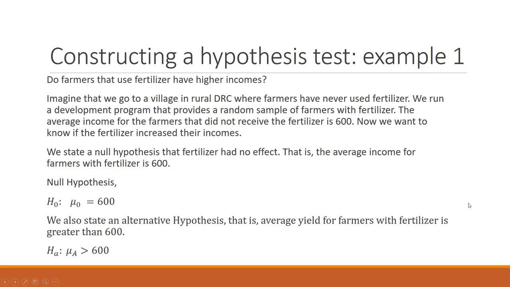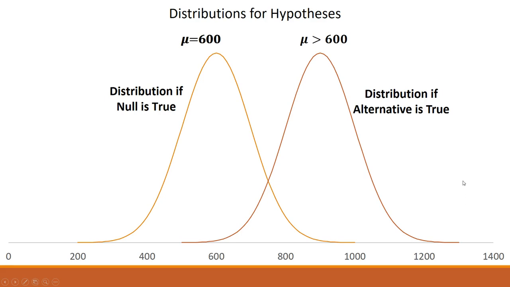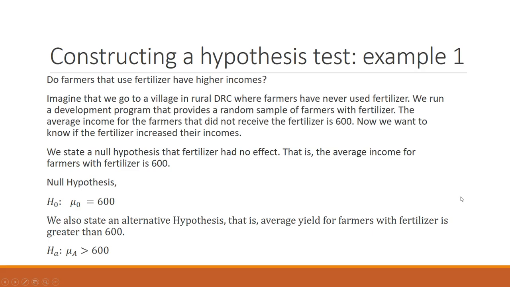Okay, so that's to make it more tangible. But now let's make sure we get the intuition clear. Basically what we have here is that we're collecting data among all the farmers that use fertilizer, and we're going to observe a particular sample mean income for farmers with fertilizer.